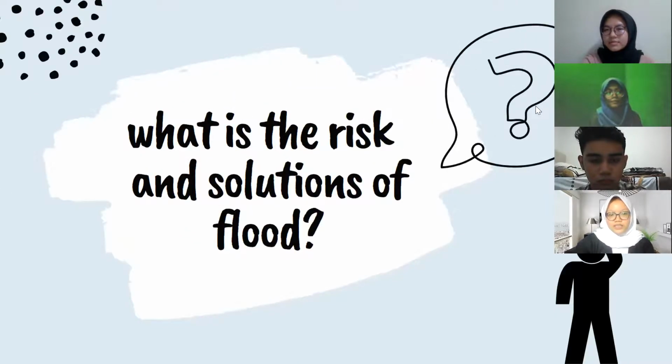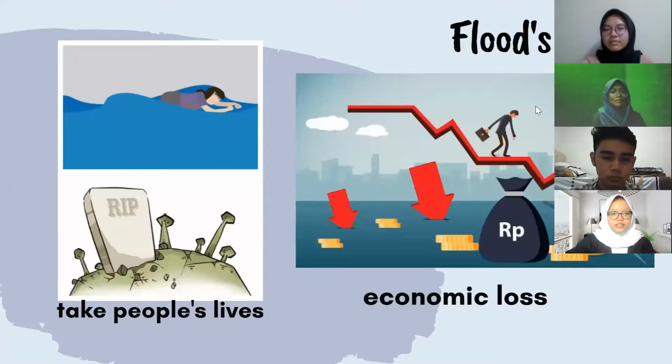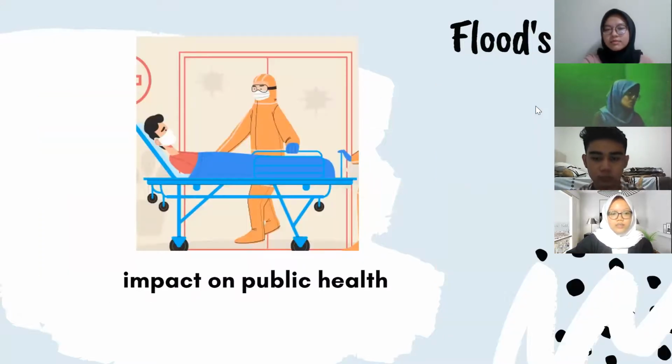What are the risks and solutions of flood? Flood's risks. First, building damage. Second, many objects are carried away by the water current. And the third, taking people's lives. And the fourth, economic loss. And the fifth, the difficulty of getting clean water. And sixth, it is hard to do activities. And the last, there is an impact on public health.